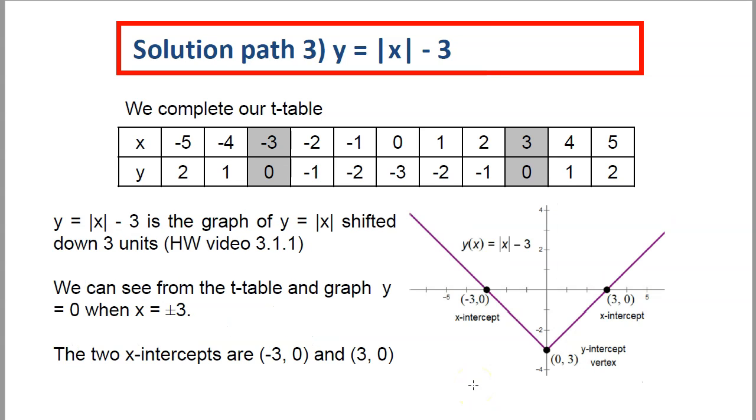And for the third one, when y equals the absolute value of x minus 3, from our previous work, we know that this is the absolute value function shifted down 3. And when we graph that and look at our t-table, we'll see that we have -3, 0 and 3, 0 as our 2 x-intercepts.